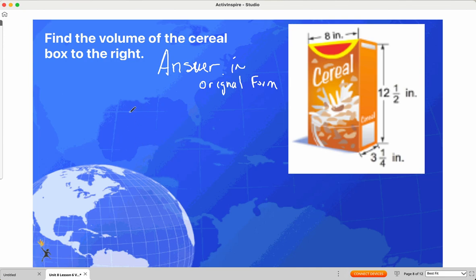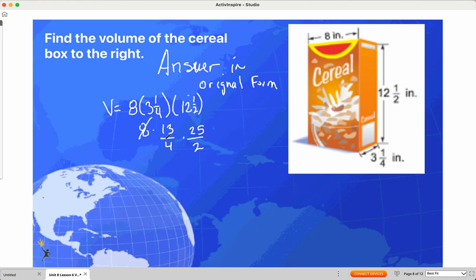So same setup formula. Volume equals, we'll use length, width, and height to start. 8 times 3 1/4 times 12 1/2. So we know we've got to change everything to improper fractions. So 8 times 13 over 4 times 25 over 2. So we can cross-reduce still. We can still do our math and think through our cross-reducing, even though we're working with fractions.